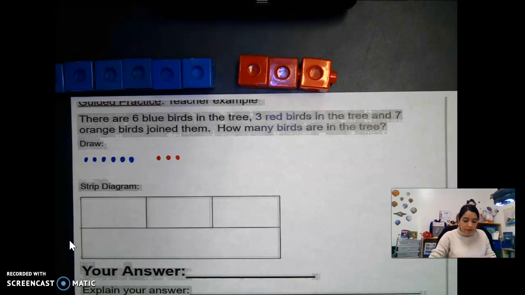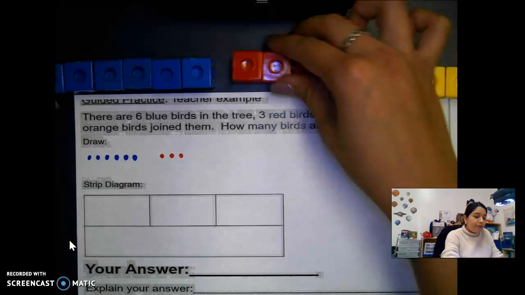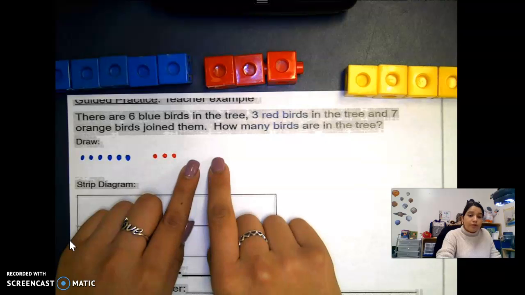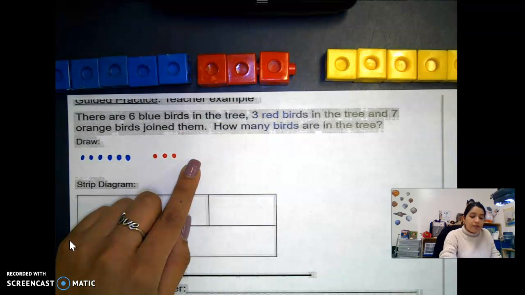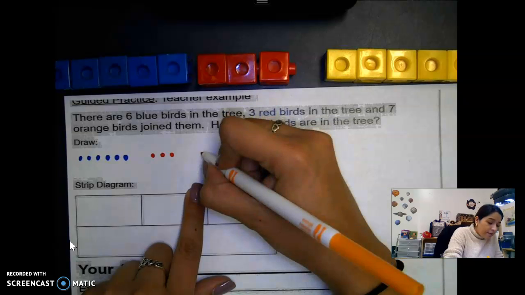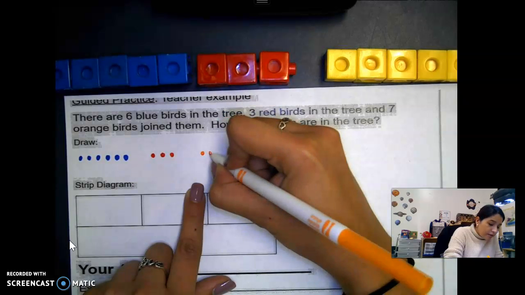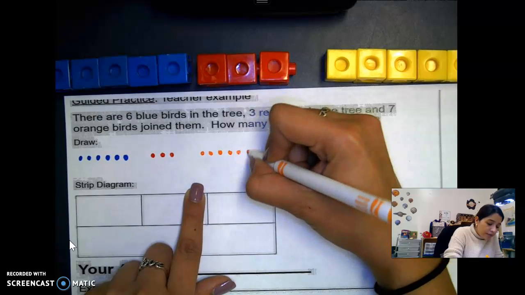So today I do not have orange, so I will use yellow. But I will color it orange right here and the dots. 2, 3, 4, 5, 6, 7. So I have 7 orange birds. I'm going to draw 7 dots. 1, 2, 3, 4, 5, 6, 7.